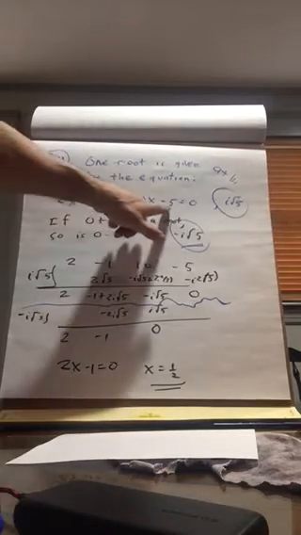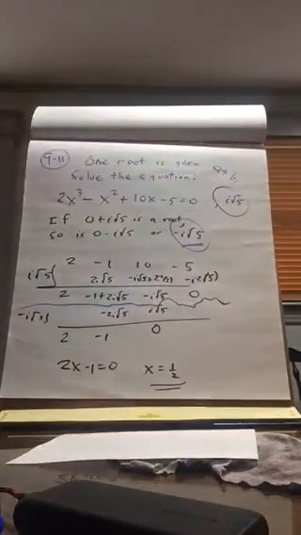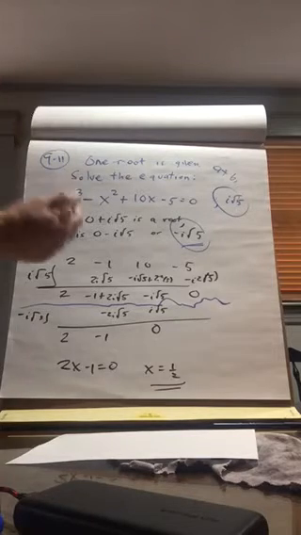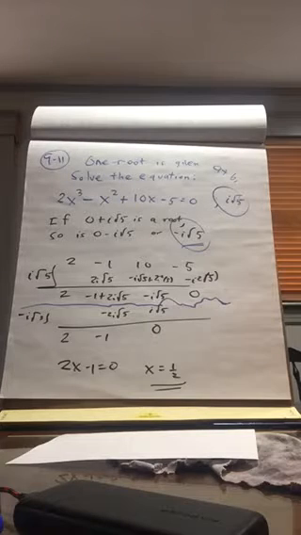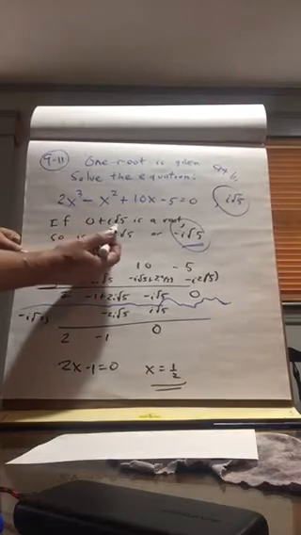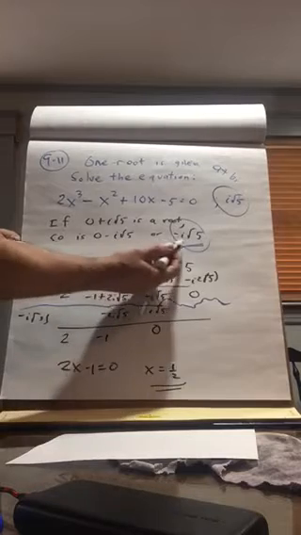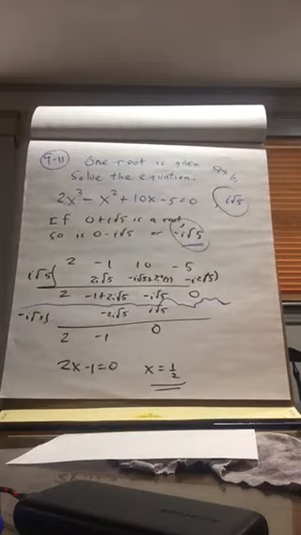Solve this equation. It's cubic, and one root is given, and that root is i root 5. Well, if i root 5 is a root, then negative i root 5 is another root. Right, that complex conjugate thing? If 0 plus i root 5 is a root, 0 minus i root 5 is the other root, just as we saw before.